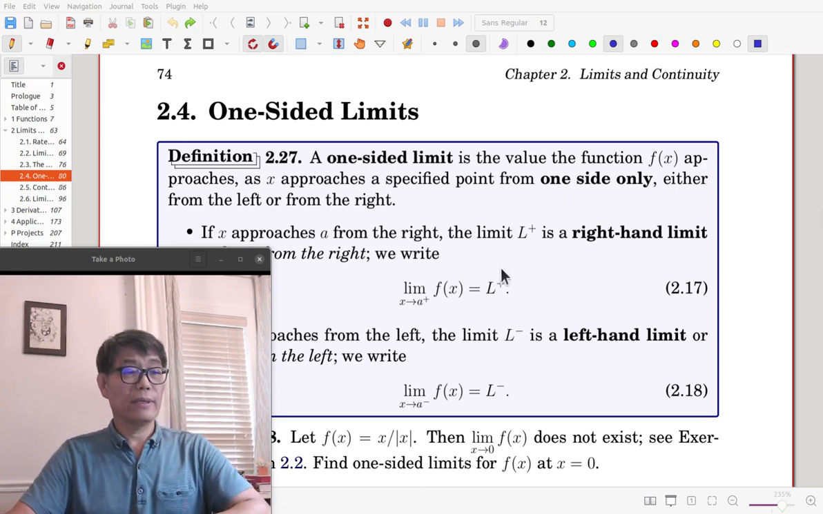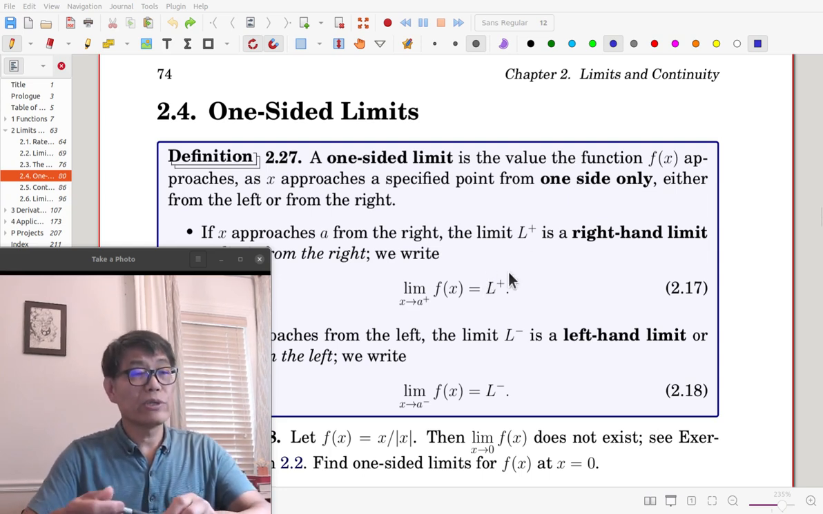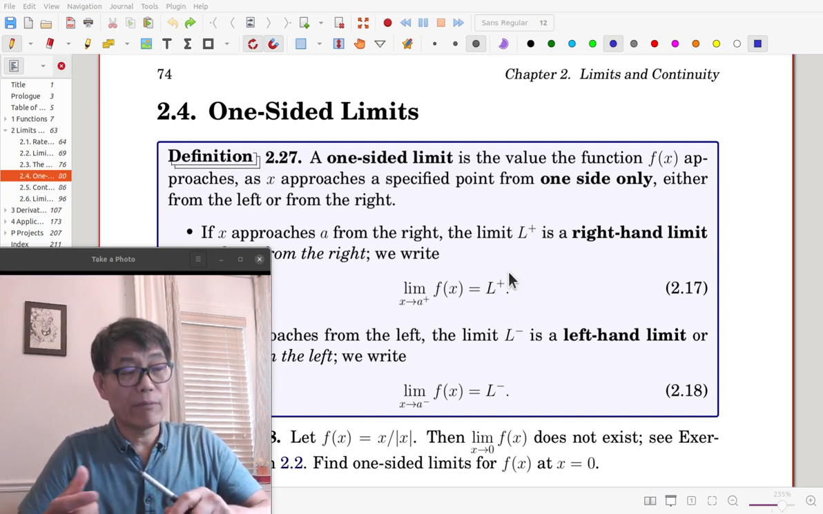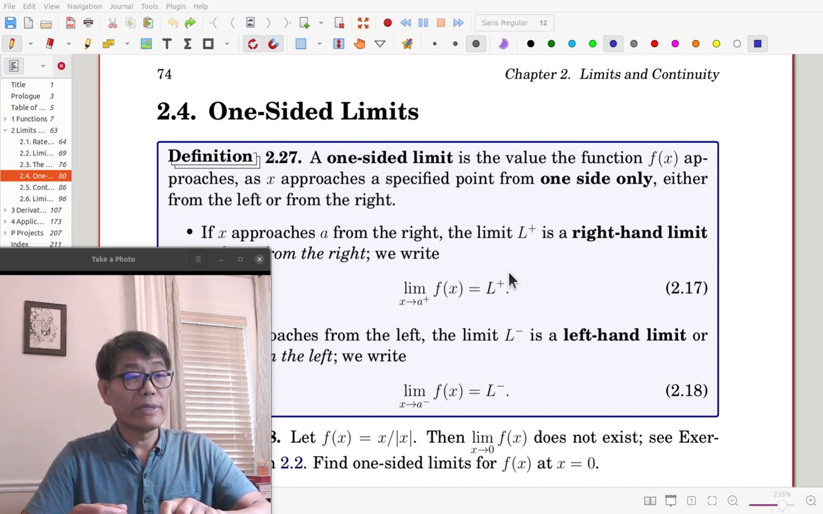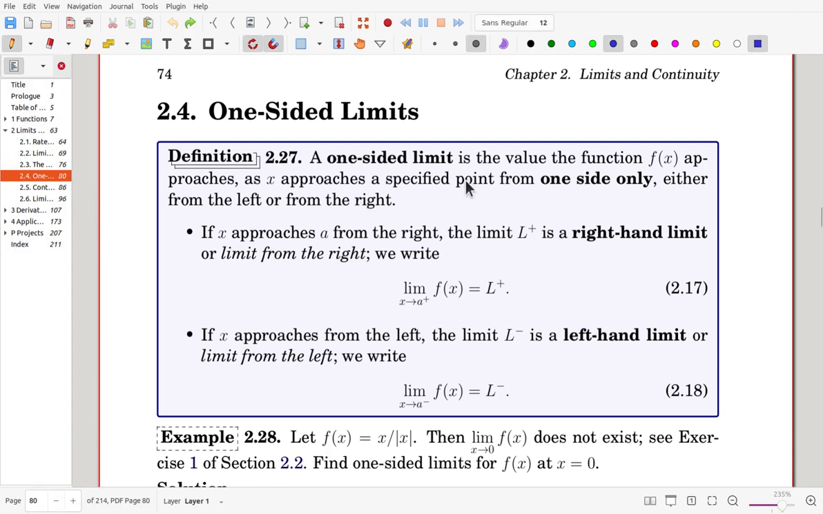We'll look at some details part by part, and eventually we'll expand the notion of limit for functions defined on a general domain rather than only an open interval. Let's see this definition. A one-sided limit is the value the function f(x) approaches as x approaches a point a from one side only.